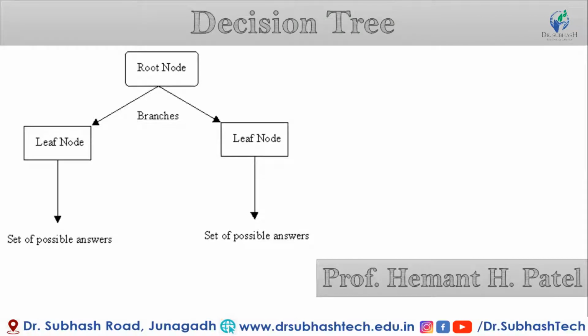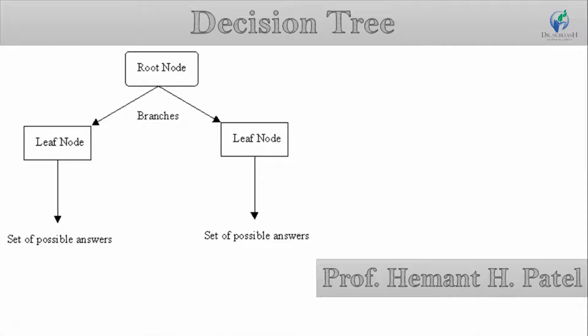A decision tree is the most powerful and popular tool for classification and prediction. A decision tree is a flowchart-like tree structure where each internal node denotes a test on an attribute. Each branch represents an outcome of the test, and each leaf node, or we can say terminal node, holds a class label. Based on that, I start our session on decision tree.